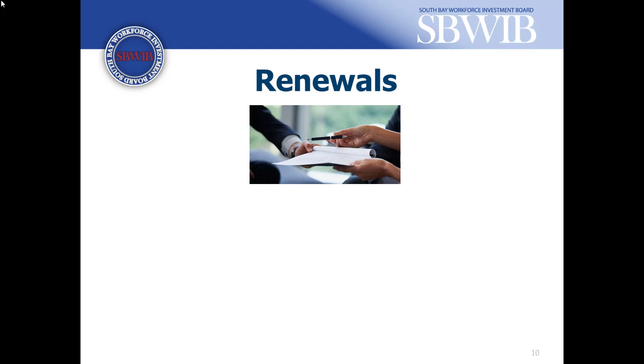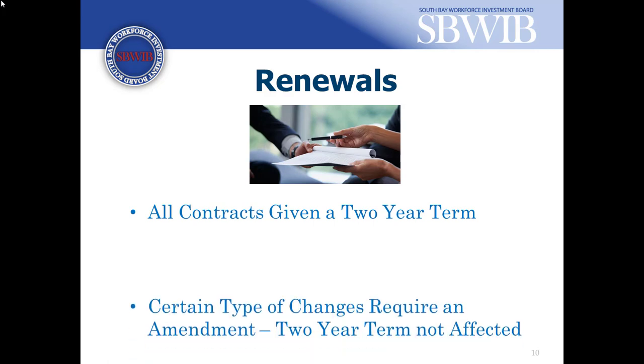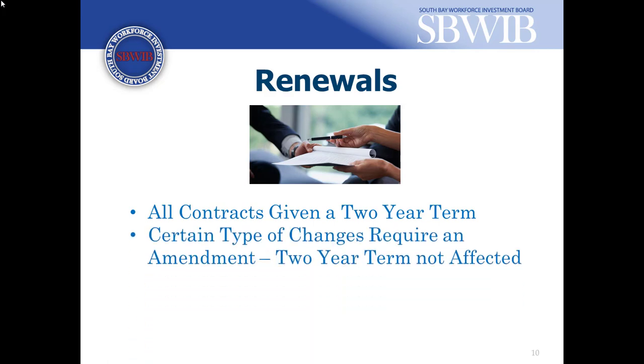In this presentation, we are going to discuss renewals. To start, it is important to understand that all contracts are given a 2-year term. When there are certain types of changes, an amendment is required. Amendments do not affect the 2-year term. However, a renewal is required every 2 years so that we may obtain updated information from the training provider and to give the contract another 2-year term.